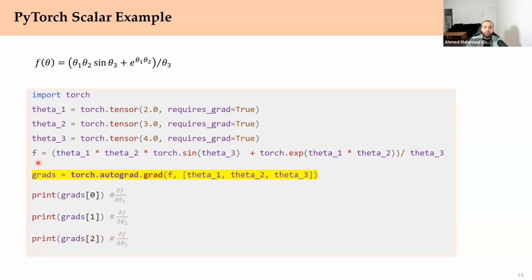And the actual gradient we are looking for simply uses autograd.grad. We pass the input function and the three parameters we want the derivative with respect to, and it returns the three partials. And the order here is important. grad 0 is df by dtheta 1, which is the first input here.